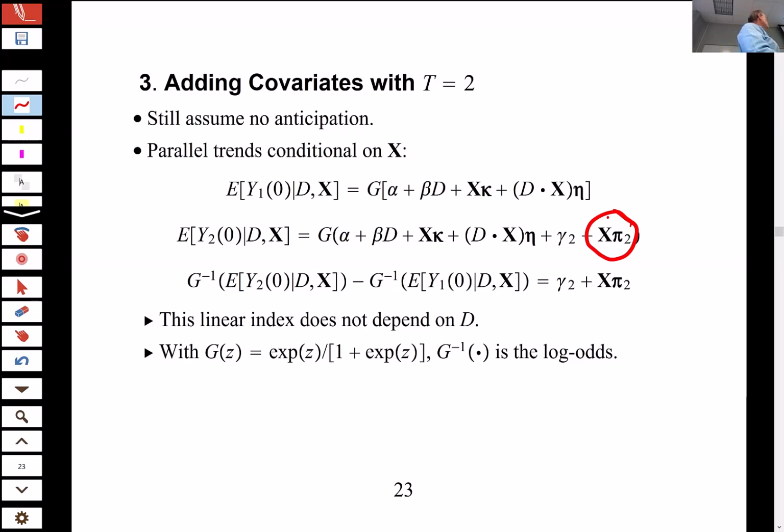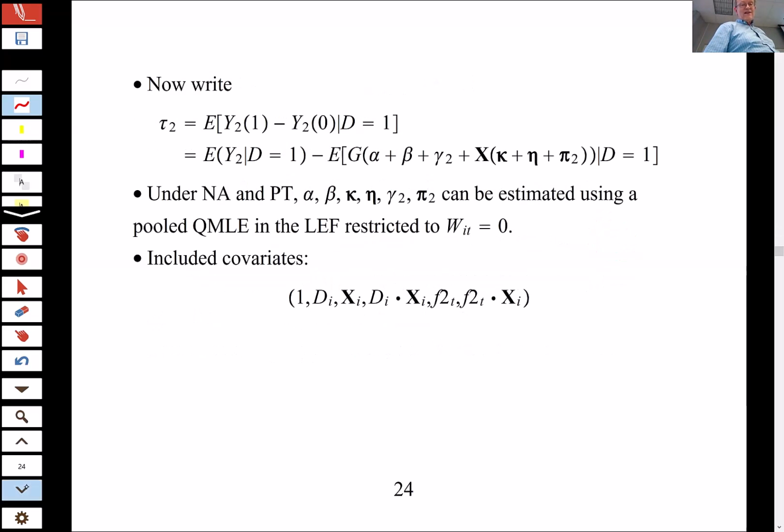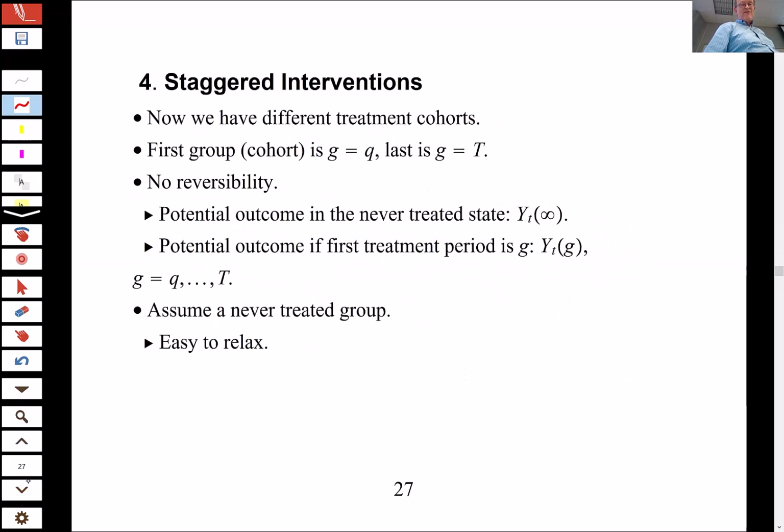And for those of you who know about the Callaway-Sant'Anna type work on difference in differences, this is the regression version of what they do. I'm doing it in a pure regression framework using nonlinear functional forms. They do it in a linear framework and then do doubly robust type estimation methods. I don't want to get bogged down in this, so I'm just going to skip over. Sorry about that. And I'll spend a few minutes talking about staggered interventions and then show you a little bit of output. So things get more complicated here for sure.